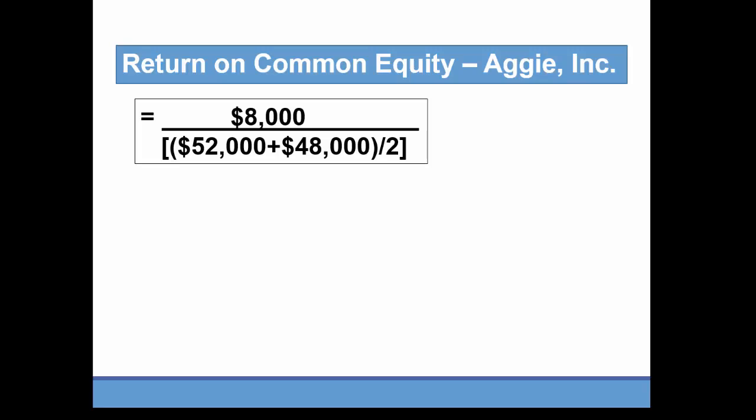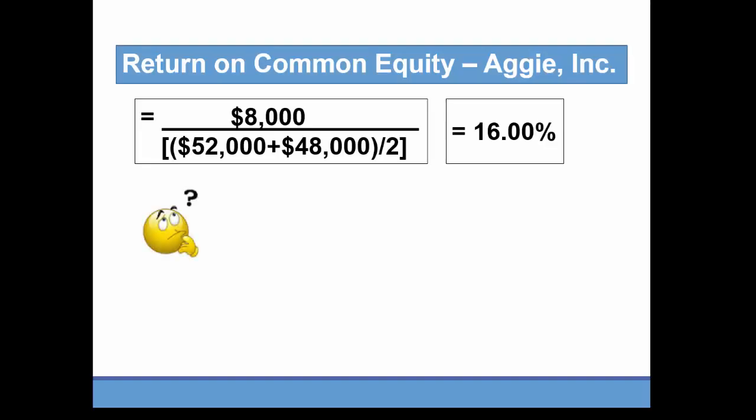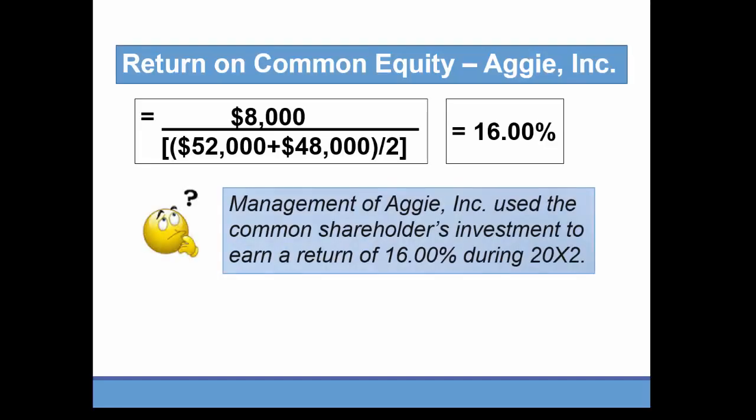52,000 plus 48,000 divided by 2. So we have average equity of $50,000 for the year. We have income of $8,000 for the year. And that gives us return on equity of 16%. So this will tell managers that they used the common shareholders' investment to earn a return of 16% during 20X2.